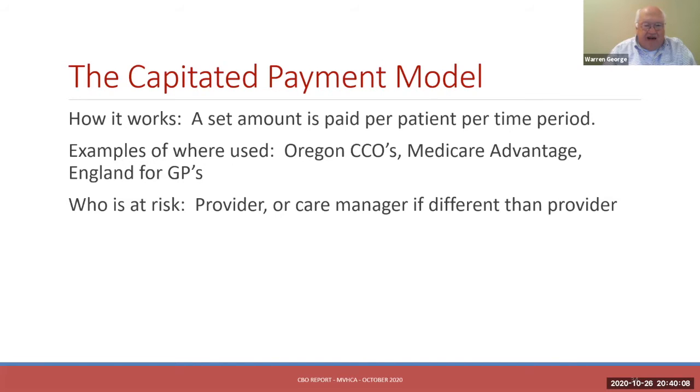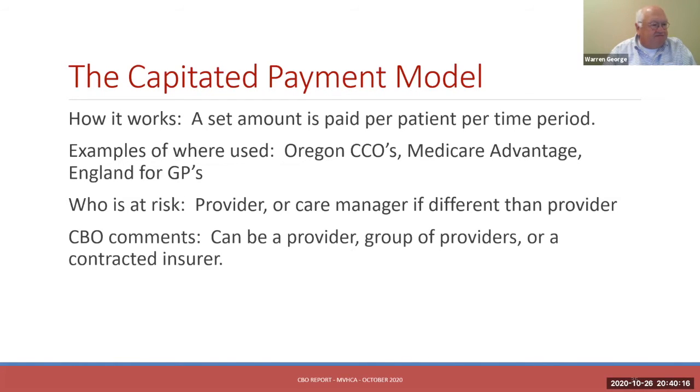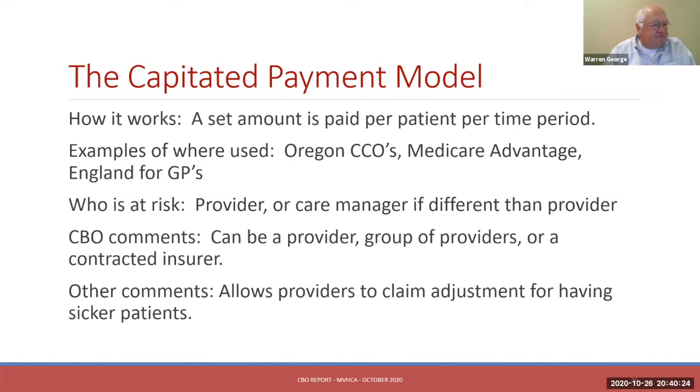Here again, it is the provider or care manager, if different, who is at risk if the cost of care exceeds the capitated payment. The care manager can be a provider, group of providers, or a contracted insurer. In capitated payment models, such as Medicare Advantage, the care managers can attract the most well patients, but use upcoded data to make them look sicker than average. This is a little bit like Lake Wobegon, where all the children are above average.